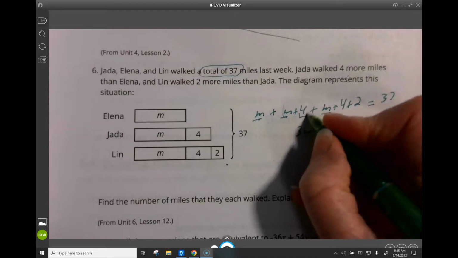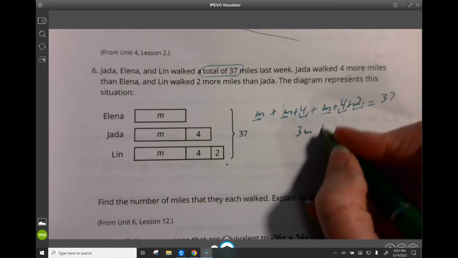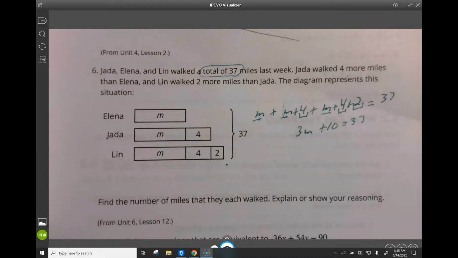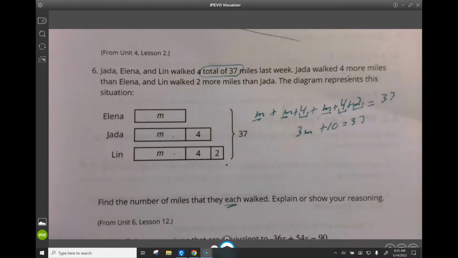And then combine your like terms. So 4 plus 4 is 8 plus 2 is 10. And I'll let you finish that one. Find out what M is equal to. Now it says, find the miles they each walked. So you're going to find M, and then you have to plug it back in and find out what they each walked.